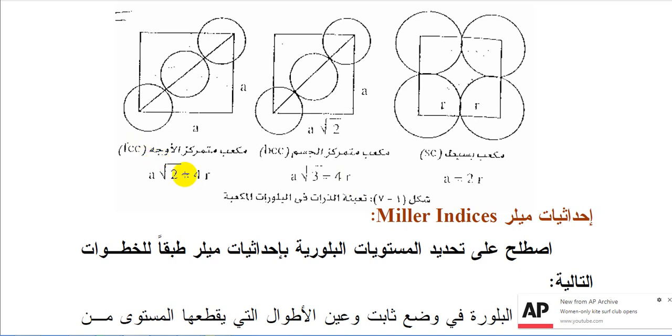Here for the FCC, the relationship between the radius of the atomic spheres and the lattice constant, or the lateral length of the cubic cell, is as follows: a square root of 2 equals 4R.